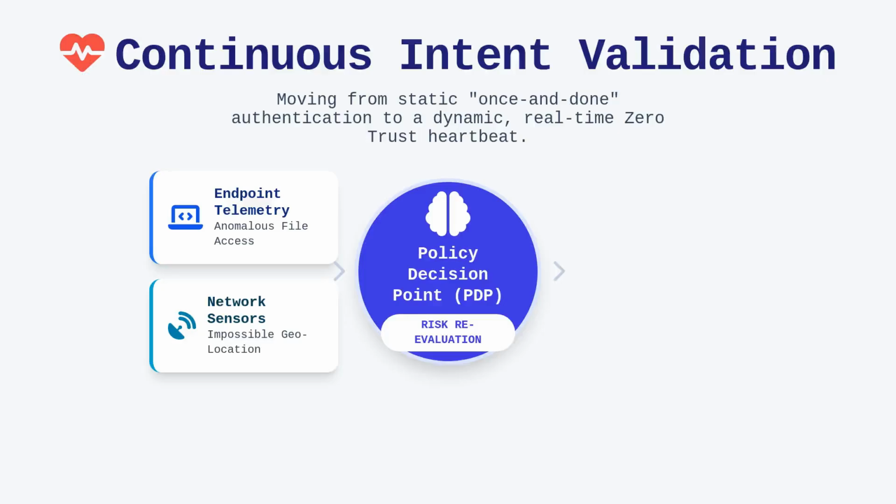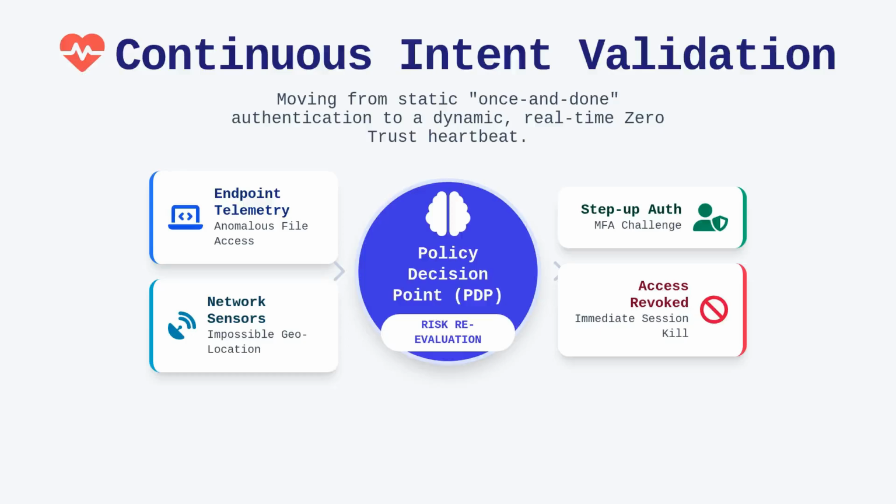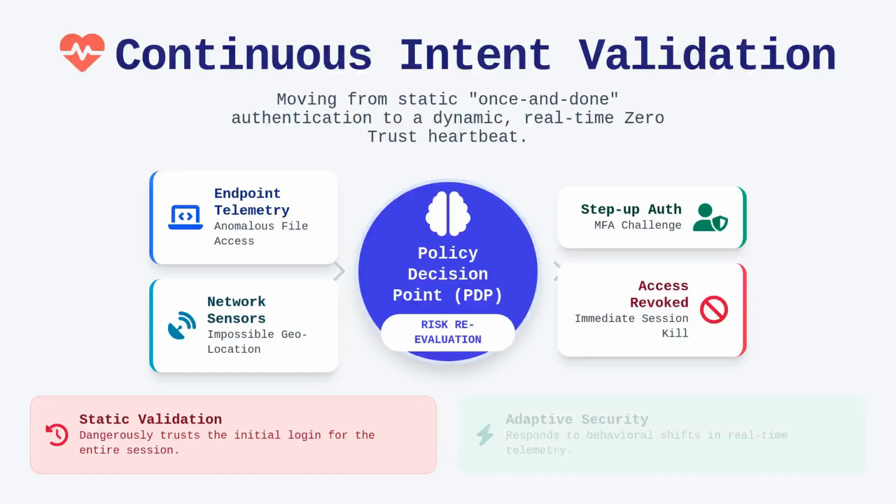If a user's behavior deviates from known baselines, the policy decision point can automatically revoke access or trigger a step-up authentication challenge. This creates a dynamic, responsive security environment that adapts to real-time risk rather than relying on a static, once-and-done validation at the start of the day. Achieving this requires substantial integration between your identity stack, security analytics, and the infrastructure components that host your applications and data.